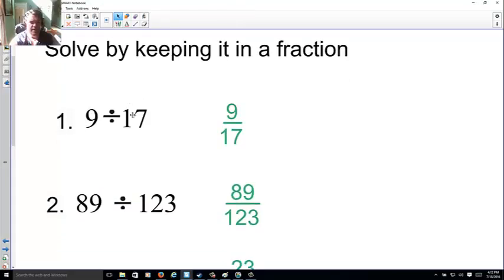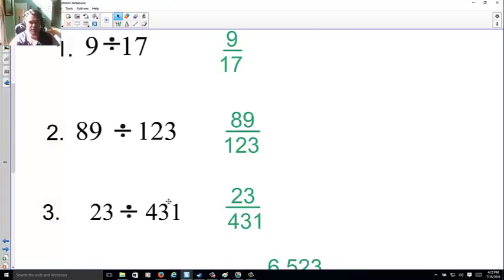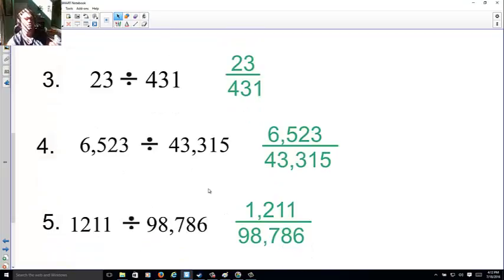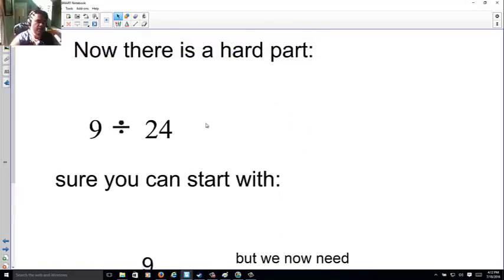Well, 9 divided by 17 is 9 over 17. This over this, this over this. You get the idea. All we're doing is we're making them into fractions. Now here's the hard part. 9 divided by 24. Okay. Some of you are going to know it's 3/8, but not everyone in this class. Let's show you how. We're going to start easy, but we're going to make them harder.